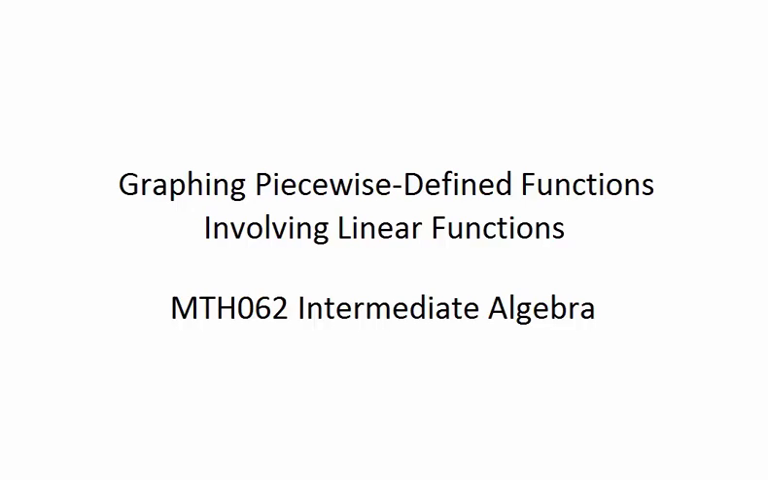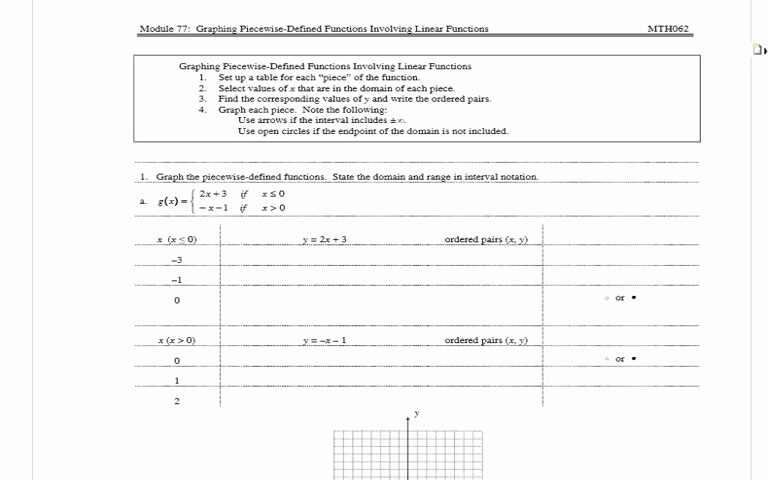In this video, we're going to be graphing piecewise defined functions involving linear functions. In order to graph a piecewise defined function involving linear functions, first we're going to set up a table for each piece of the function. Two, we're going to select values of x that are in the domain of each piece. Three, we're going to find the corresponding values of y and write the ordered pairs. And four, we're going to graph each piece.